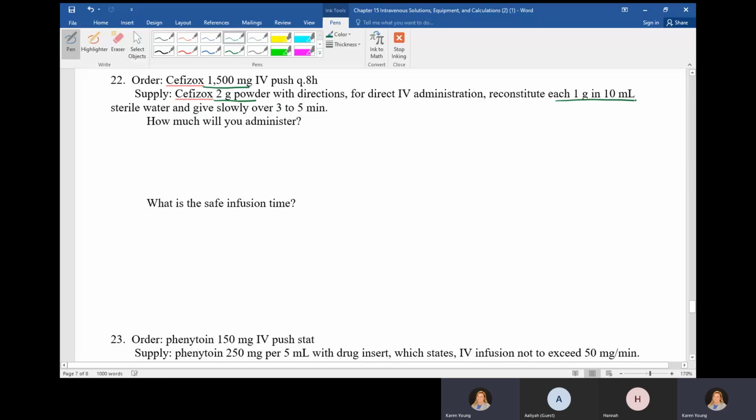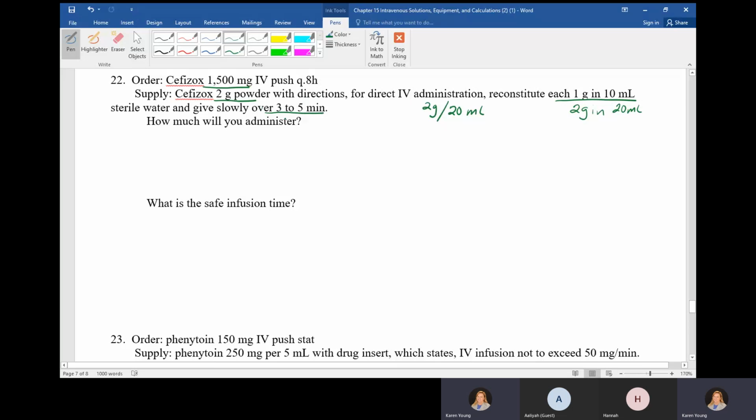Reconstitute each 1 gram in 10 milliliters. Slowly give over 3 to 5 minutes. Okay, so if I'm giving 1 gram in 10 milliliters, how many milliliters would I have in 2 grams? 1 gram's 10, another gram is another 10, 2 grams would be in 20 milliliters. So my dosage here is 2 grams per 20 milliliters. And if you reduce it down again, you get 1 gram per 10 milliliters.